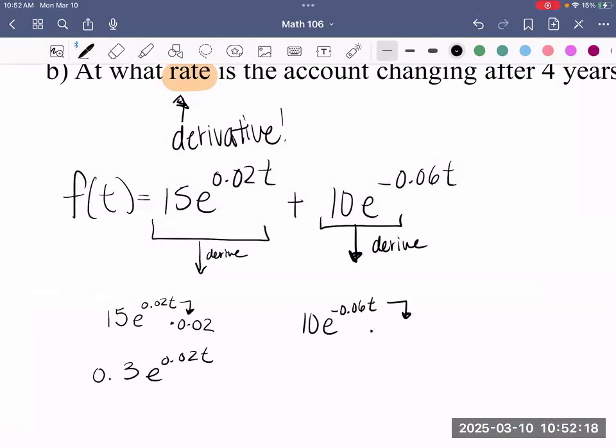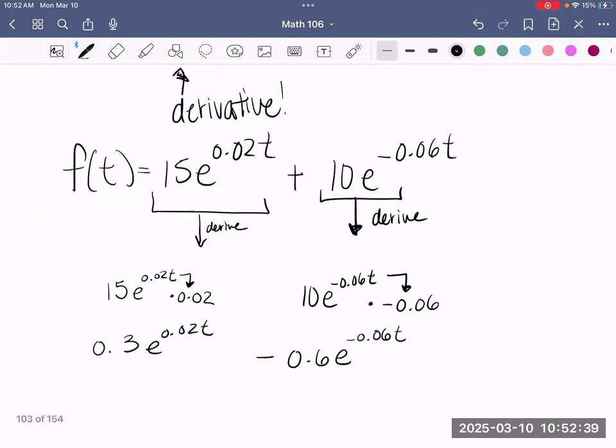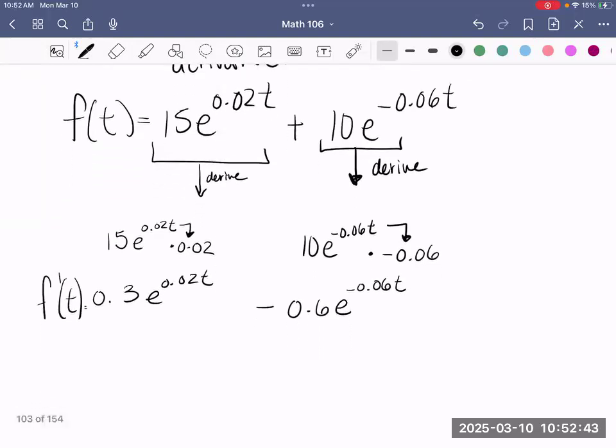And now let's derive the exponent. So the derivative of t is negative 0.06. So now we need to multiply 10 and 0.06. So that would make it negative 0.6e to the negative 0.06t. So this is the derivative altogether of f of t.